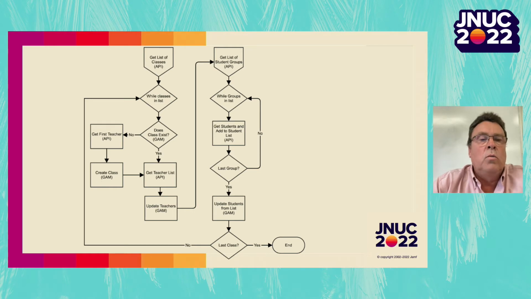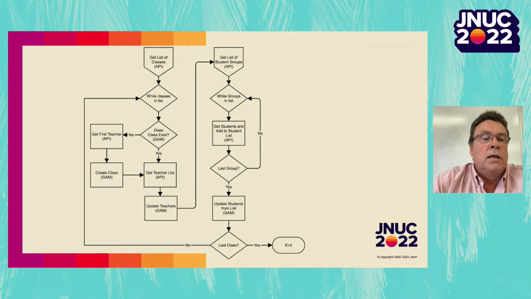But basically what it does is it uses the API to go and get a list of all the classes in the Jamf Pro server. And then it loops through all the classes one by one, processing each class. It looks first at the first class that it gets from Jamf Pro, and then it queries over to Google Workspace and says, does this class exist over here? If it does, it's going to move on and update the teacher list of that class.